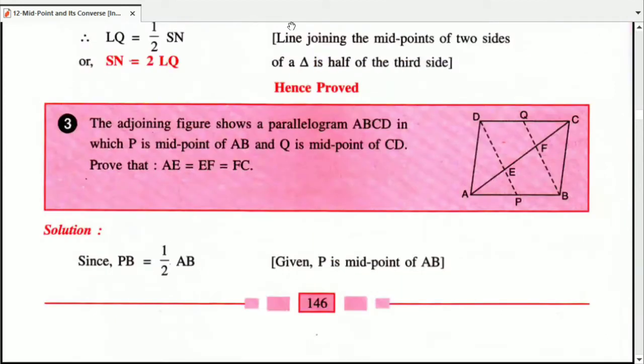In this case, the adjoining figure shows a parallelogram ABCD. So now this is a parallelogram, so definitely DC is parallel to AB, which is given to us. P is a midpoint of AB, so we can write AP is equal to PB. And Q is a midpoint of CD, so DQ is equal to QC. But ABCD is a parallelogram, so here we can write AB is equal to DC. What explanation can you give? That quadrilateral ABCD is a parallelogram.